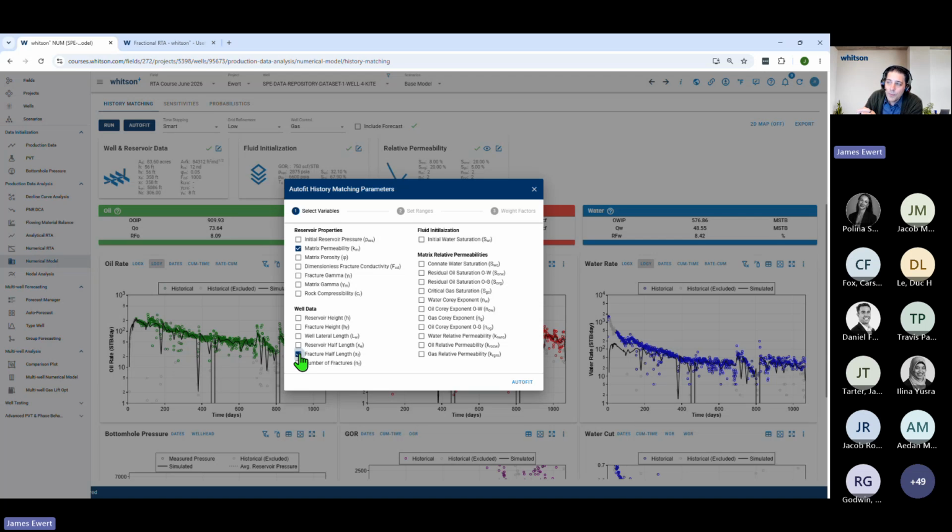So my rules for auto fitting is I will typically just do it on permeability. Most of the time, that's what I do. If I do have a well that has a skin, what I will do is I'll run it on permeability and fracture conductivity.